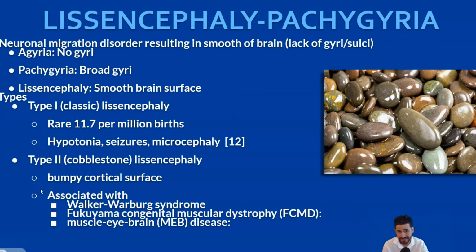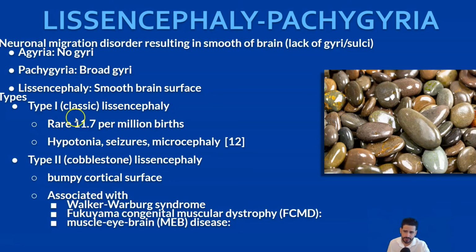So next up is lissencephaly-pachygyria complex. Now, lissencephaly is a neuronal migration disorder resulting in a smooth brain. So there's no gyri or sulci. Agyria would be no gyri whatsoever. Pachygyria would be broad gyri, and then lissencephaly is just a smooth brain surface. Now, when babies are born very premature, their brains almost look like they have lissencephaly, but you can see as they develop, their brain will start to create gyri and sulci. Whereas somebody who has lissencephaly will be full term and their brain will look very smooth.